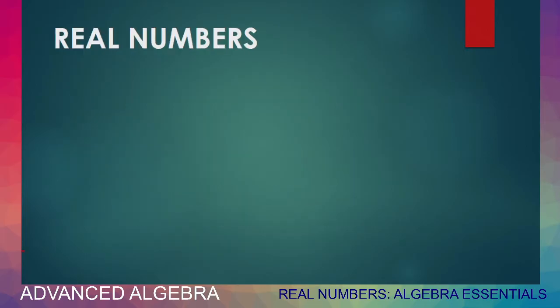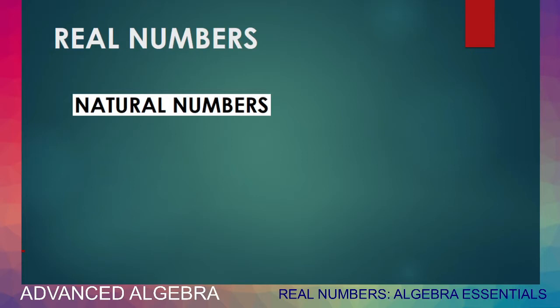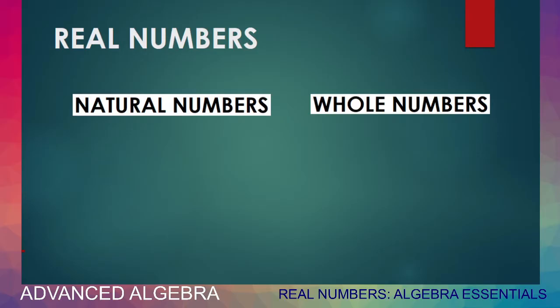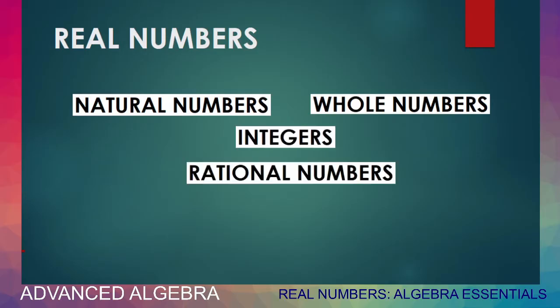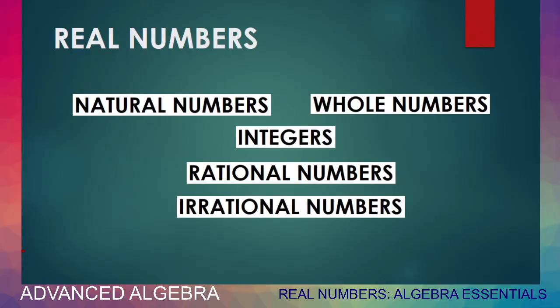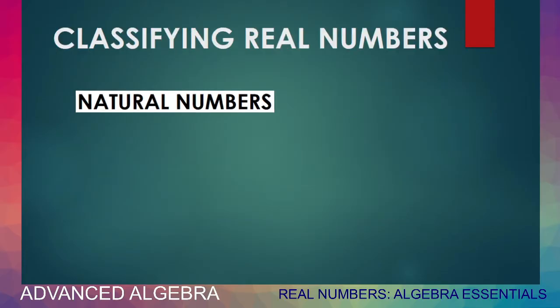So, let's start. Okay. So, ano ba yung real numbers? So, meron tayong iba't ibang real numbers. Now, una dito si natural numbers, whole numbers, integers, rational numbers, irrational numbers. So, yun yung five na types ng real numbers. So, unahin natin si natural numbers.